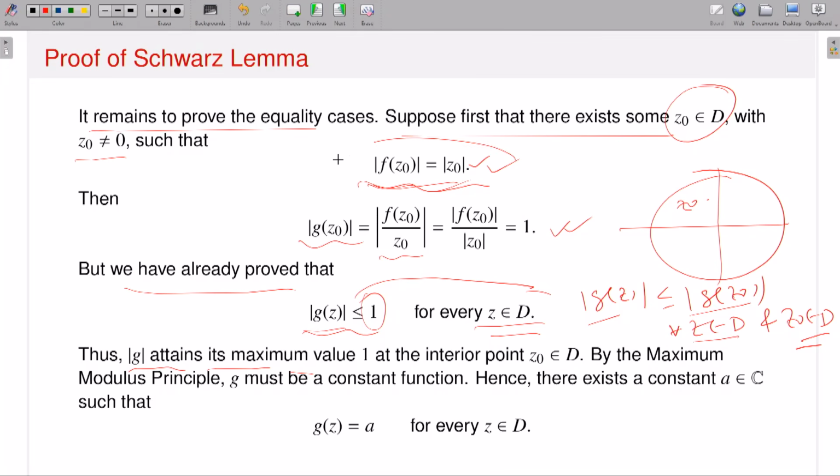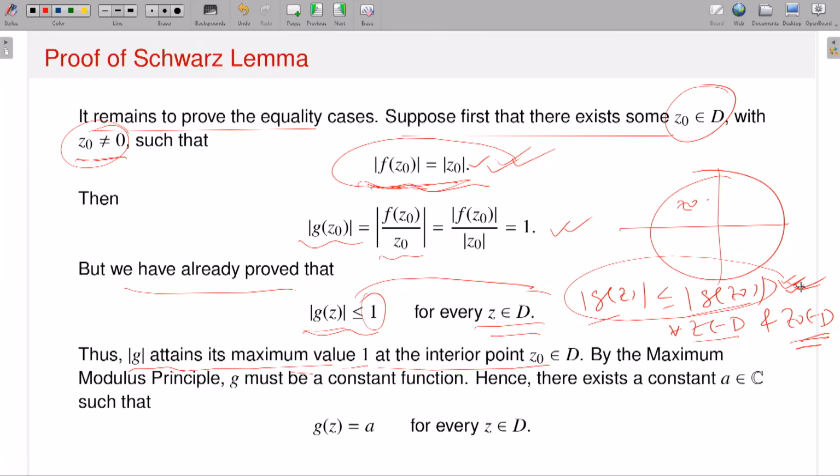But if I assume that there exists a point z naught, non-zero, such that this is true, I am having the existence of one point z naught inside D such that this is true, which contradicts the maximum modulus theorem, and that means this will imply that your function g has to be constant. There is no other choice. So therefore that's what I have written. Since mod g attains its maximum value 1 at an interior point, because at the interior point z naught, non-zero, I am having the equality, by the maximum modulus principle you cannot have the existence of any point z naught having this kind of property.